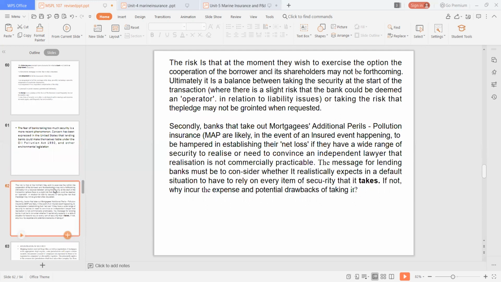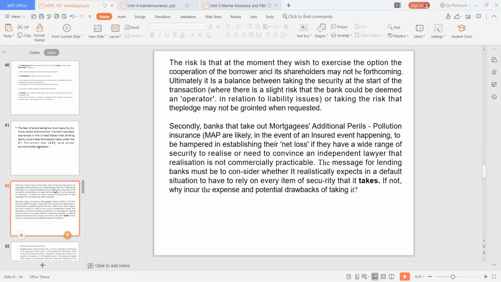Yeah, the risk is at the moment they wish to exercise the option. The cooperation of the borrower and the shareholders may not be forthcoming. Ultimately, it is a balance between taking the security at the start of the transaction. Before starting the transaction, we should take the security, where there is a slight risk that the bank could be deemed an operator in relation to the liability issues, or taking the risk that the pledge may not be granted or requested.